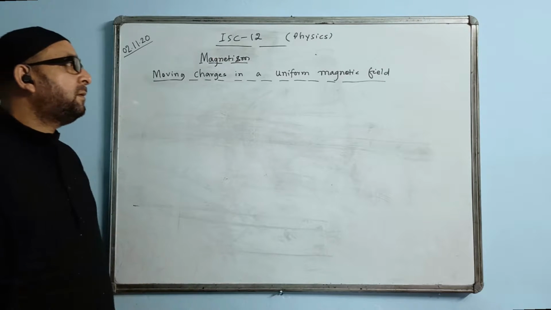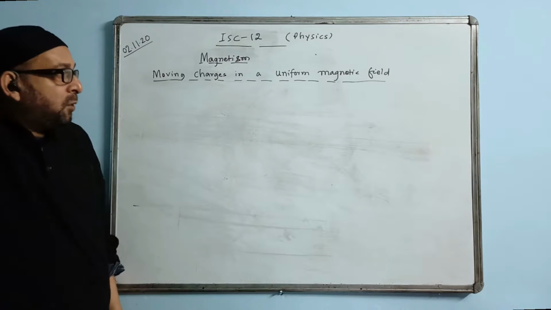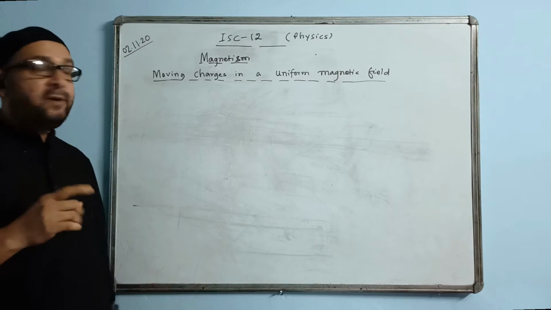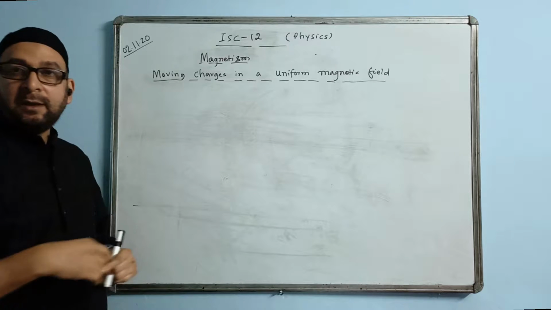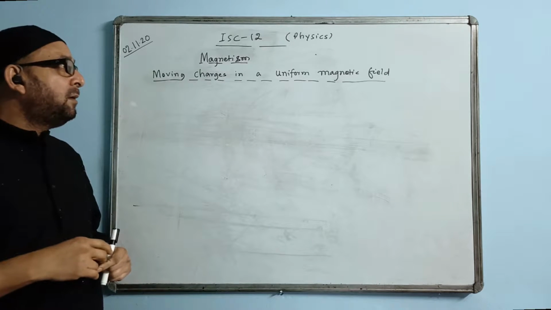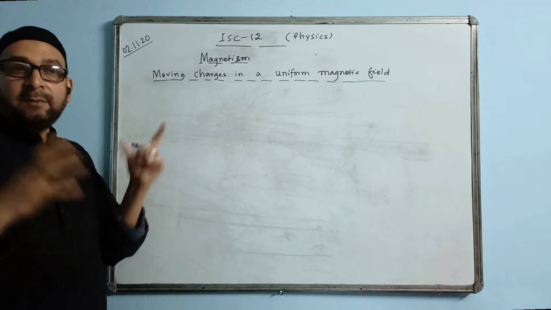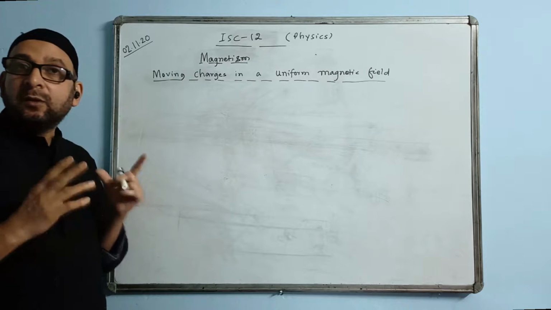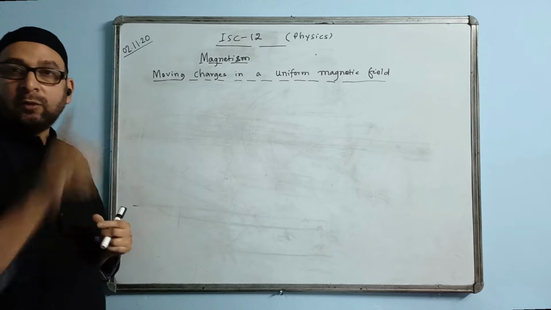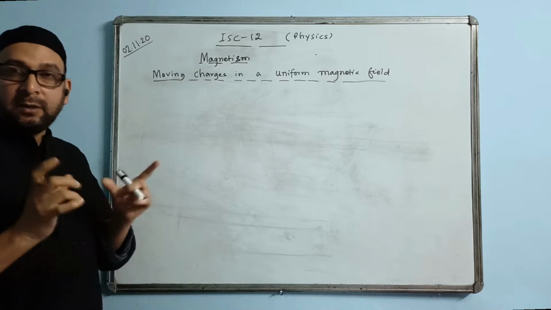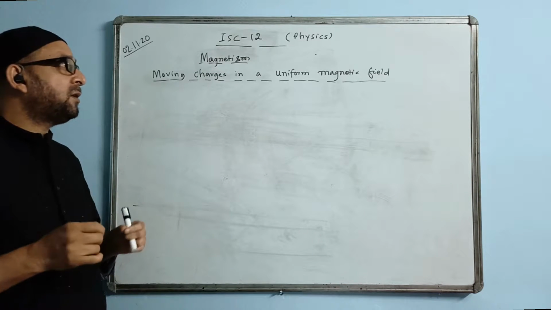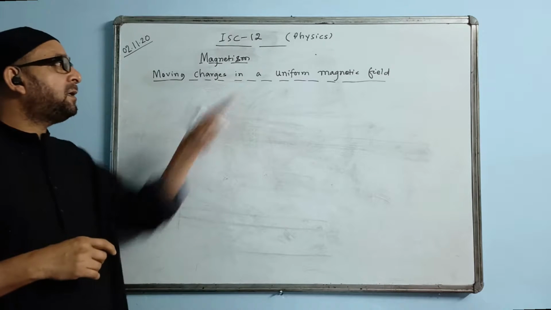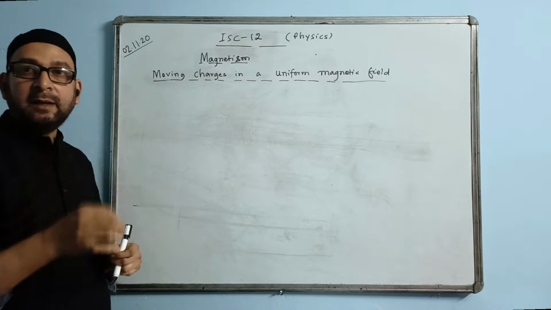And within this I discussed the most important case, when a charged particle enters a magnetic field region at right angle, at 90 degree. It experiences the maximum force and its path becomes circular. It acquires a circular path. The locus of the path is a circle when a charged particle enters a uniform magnetic field at right angle.